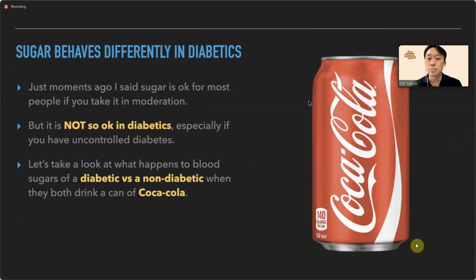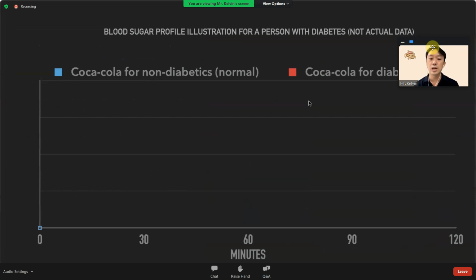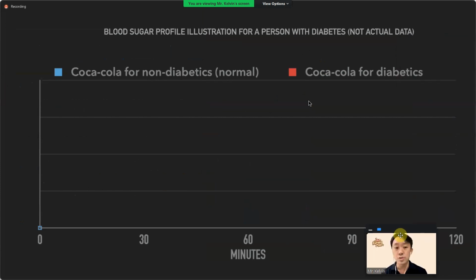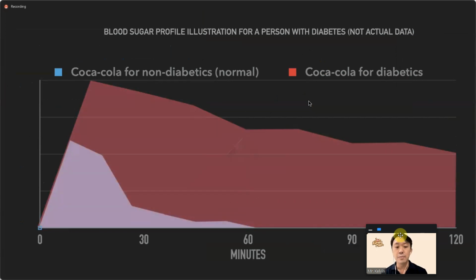Let's take a look at what happens to blood sugars of a diabetic versus the non-diabetic when they both drink a can of Coca-Cola. The blue box represents the blood sugar levels of non-diabetics, while the red box represents the sugar levels of a diabetic when they both consume a standard can of Coca-Cola, which contains about 39 grams of sugar. In a non-diabetic, the blood sugar rises up fast, but it also comes down fast. Whereas in a diabetic, sugar not only rises fast, but rises to a much higher level. It also stays high for a very long time.